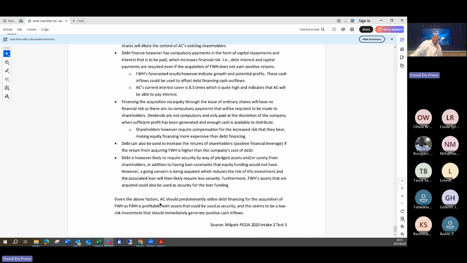Given the above factors, here's the conclusion: AC should predominantly utilize debt financing for the acquisition of FWH, as FWH is profitable with assets that could be used as security, and this seems to be a low-risk investment that should immediately generate positive cash flows. And that's my story.